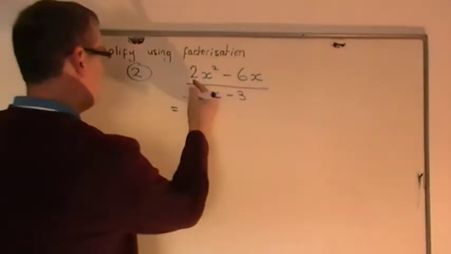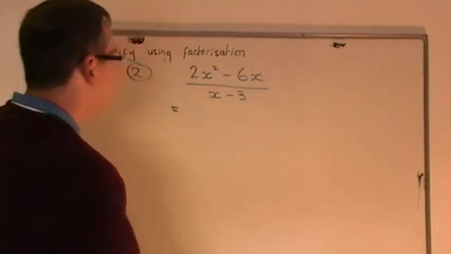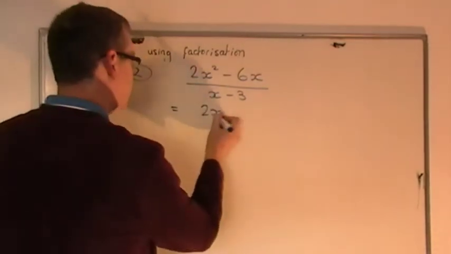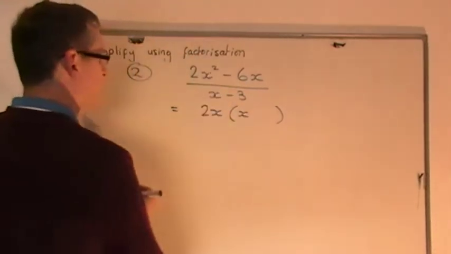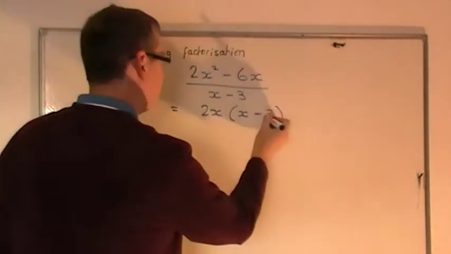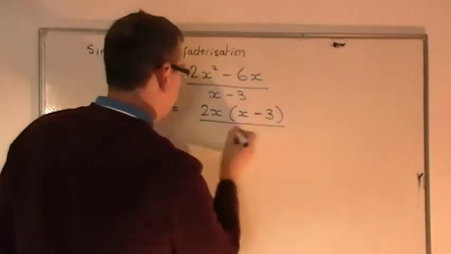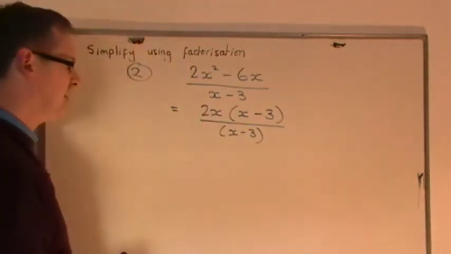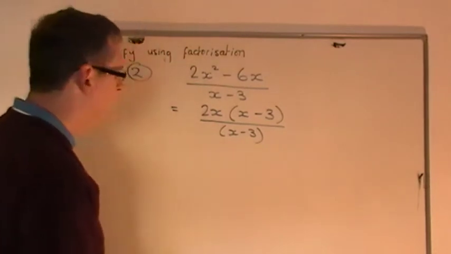So what I'm going to do is realise the top is a quadratic expression. Quadratic expressions can factorise. So ask yourself, does it have a common factor? Yes, it does. Common factor is 2x. The rest goes inside a bracket. 2x times x gives you 2x squared. 2x times a negative 3 gives you minus 6x. All over, and the bottom line, well, I'll put it in a bracket now. It wasn't in a bracket in the original question, but you're entitled to put it in a bracket. It's all over x minus 3.